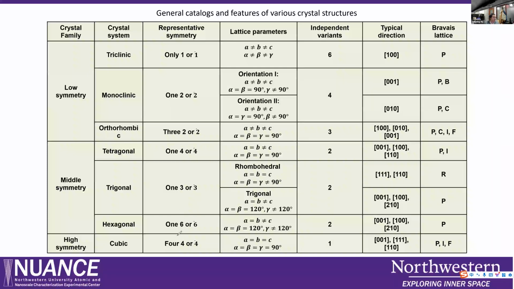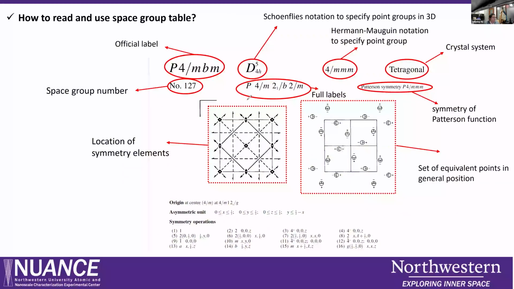For example, for a cubic one, you may see a space group. There are three major directions: 0 0 1, 1 1 1, 1 1 0. To describe a tetragonal space group, for example, you see 4, M, B, M. So these three indicators represent different directions. Then this one is a tetragonal.